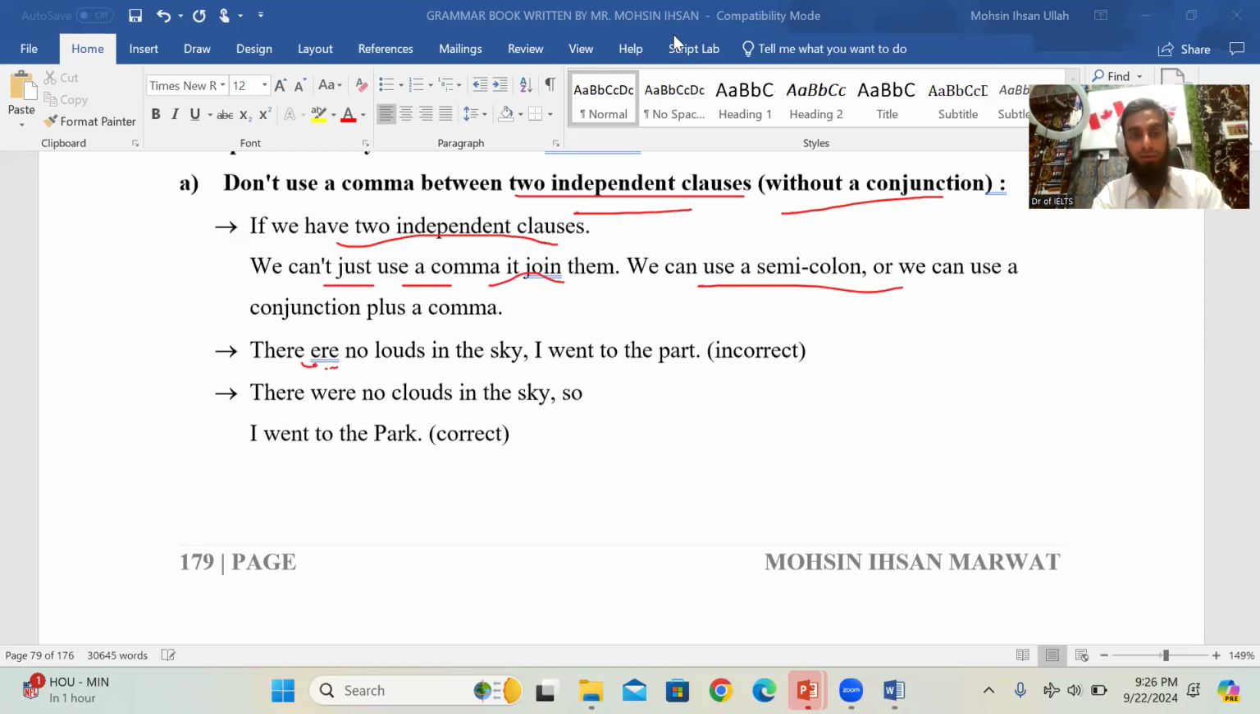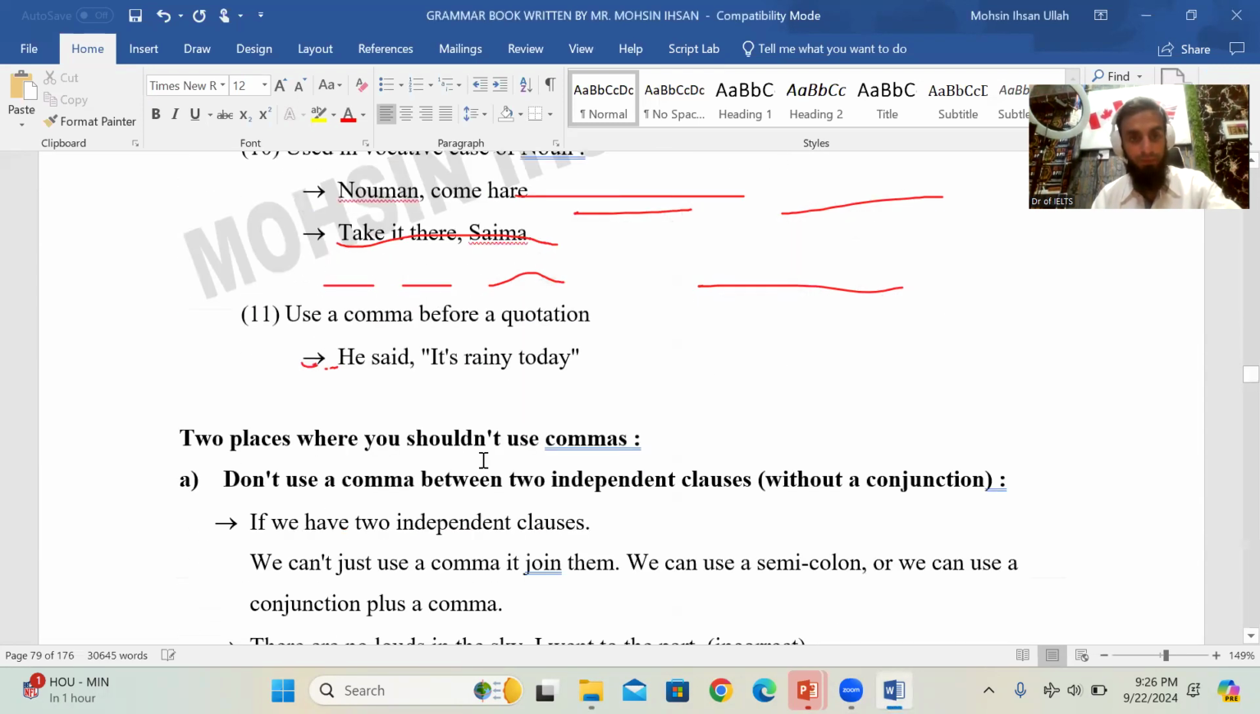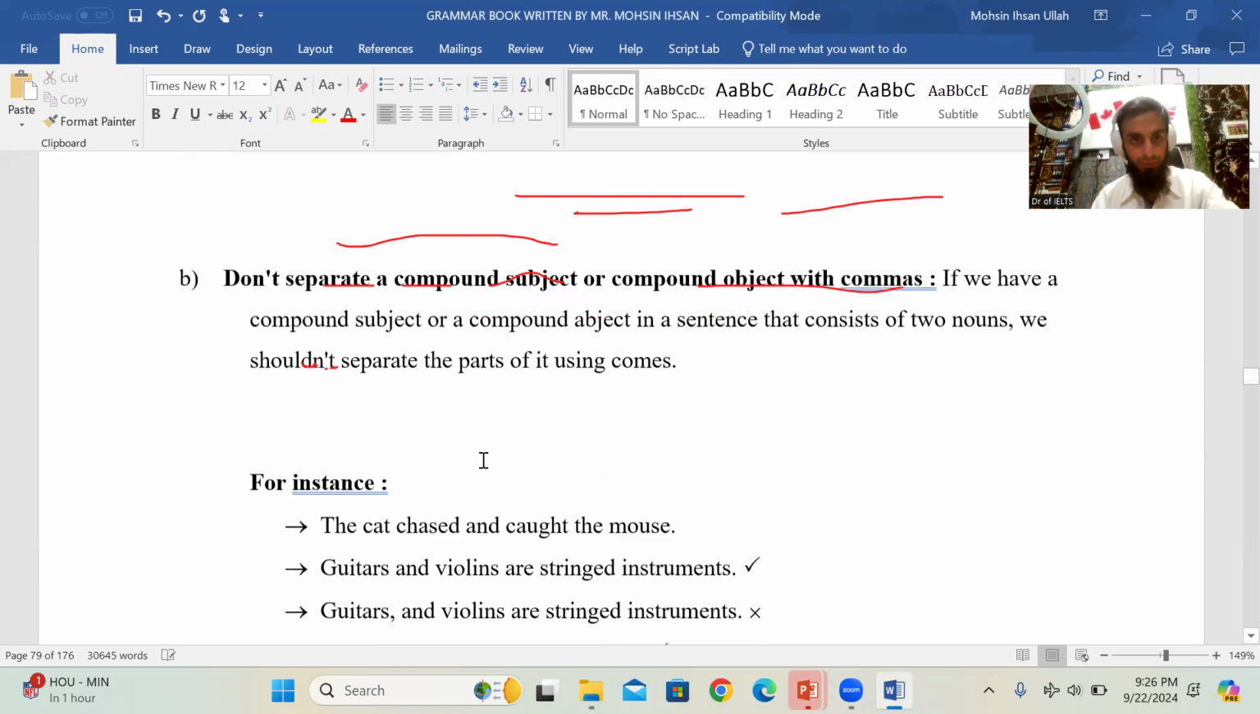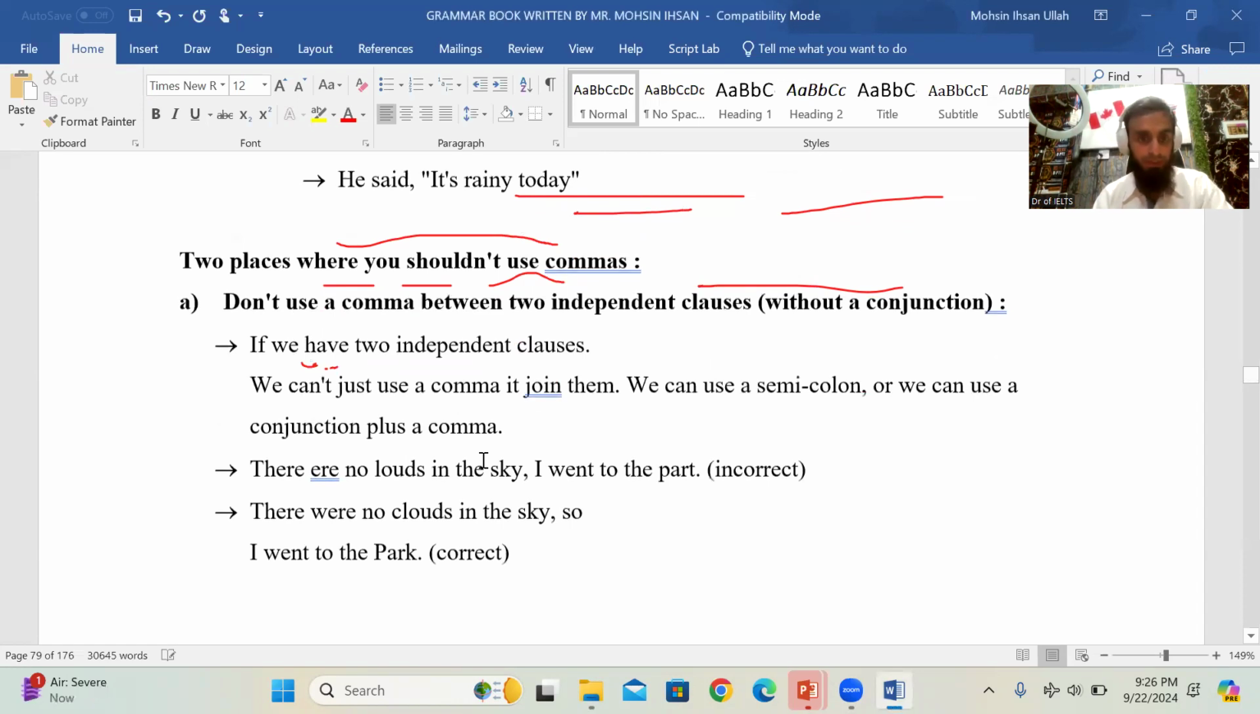The era, their era, sorry, one minute. That's a kind of typing mistake. Their era. Oh my God. Yes, sorry for the inconvenience. Their era, no clouds in the sky. I went to the park. This sentence has a little bit of a typing issue.